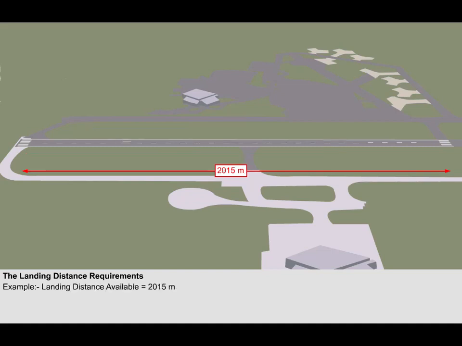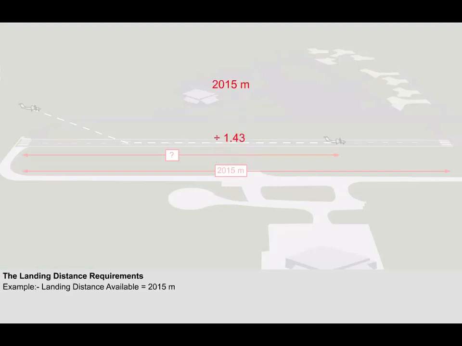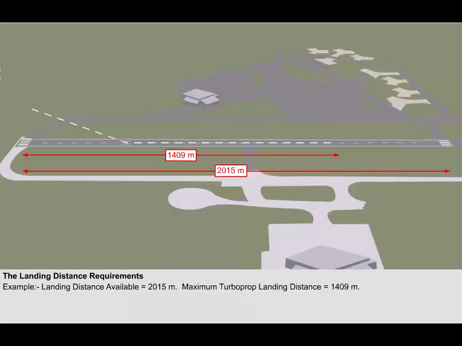Let's look at it another way. If the available landing distance was 2,015 meters, then what must be the maximum landing distance of a turboprop in order to comply with the regulations? In this case, we must find out what 70% of 2,015 meters is. Therefore, divide 2,015 meters by 1.43. This gives an answer of 1,409 meters. In this example, a turboprop aeroplane must come to a full stop within 1,409 meters.